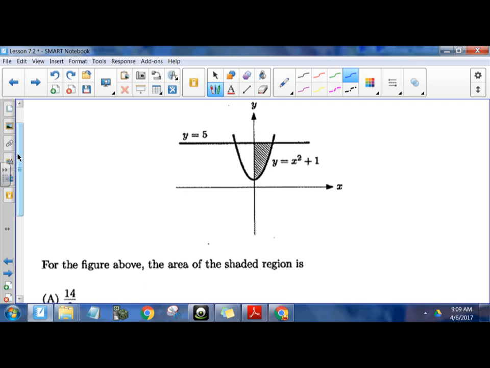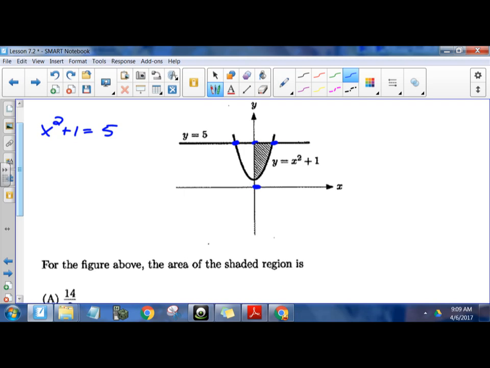Ladies and gentlemen, in order to solve this problem, you have to first piece together what it is you're trying to solve. You're trying to solve for half of this area, right? So we're not going to integrate this thing from this intersection point to this intersection point. We're actually going to integrate this thing from 0 to that intersection point. So the first thing you should probably do is find out where they actually intersect each other.